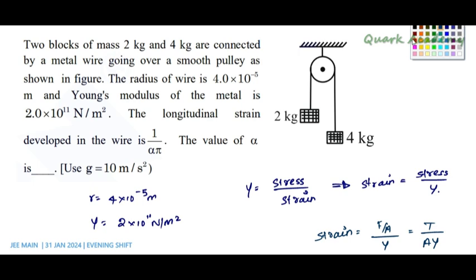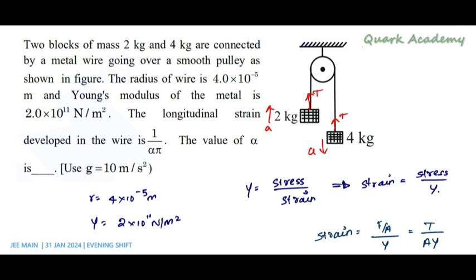How do we find it? We need to draw the free body diagram. So for this 2 kg, the tension is going to act upward. Heavier block will move downward. Let's consider it is moving downward with acceleration a, and this will also move upward with acceleration a. So tension here is upward, and here also it is upward. Same tension because same wire.